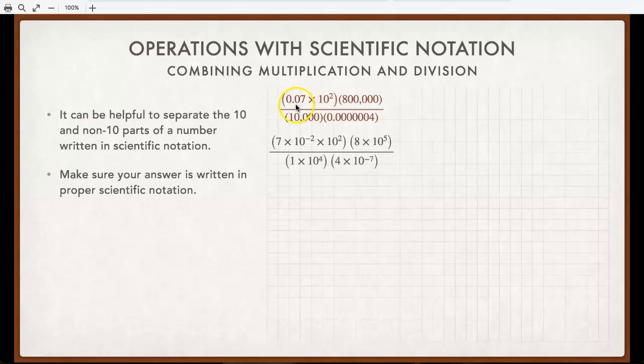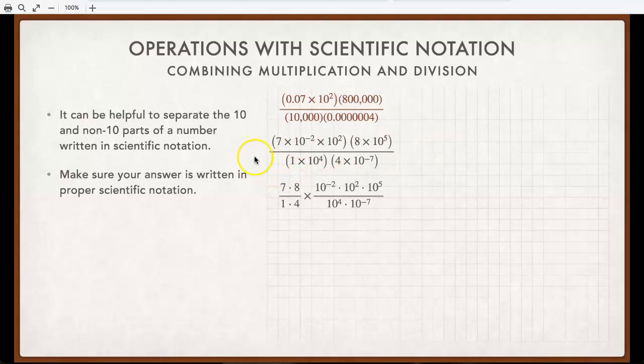Now this 0.07, we've got to rewrite that. We'll have 7 times 10 to the negative 2 from that, times 10 squared. 800,000 becomes 8 times 10 to the 5th. 10,000 is 1 times 10 to the 4th, and this number becomes 4 times 10 to the negative 7th. Now notice again, on the top and on the bottom, these are all being combined by multiplication. There's just the division between them.